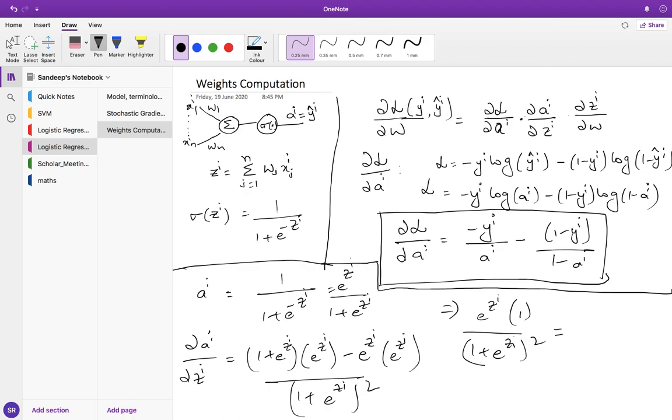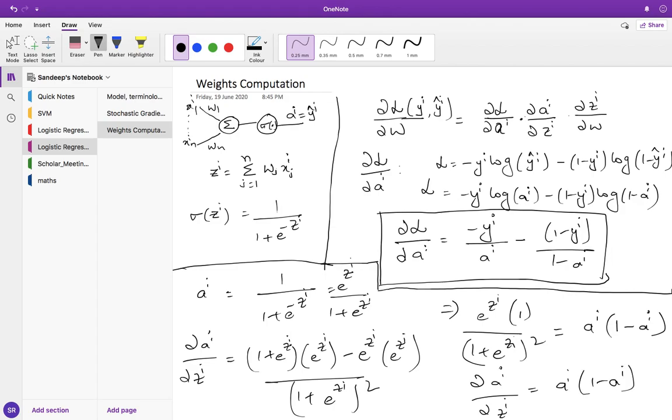This we can write in this form. So e power zi divided by 1 plus e power zi is nothing but ai, and 1 by 1 plus e power zi is nothing but 1 minus ai. If you do 1 minus ai, you get 1 by 1 plus e power zi. So this is the final expression of dou ai divided by dou zi, that would be ai into 1 minus ai.